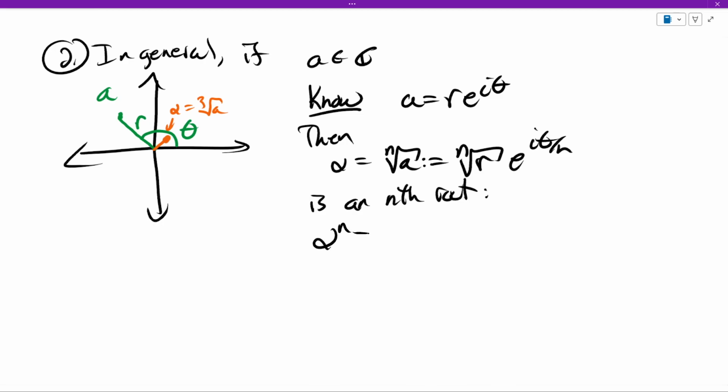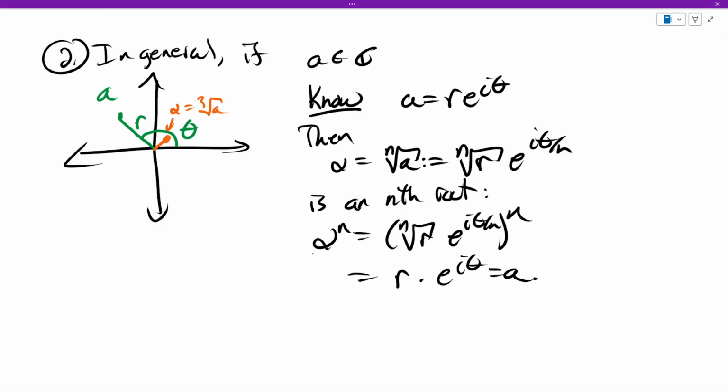Namely, alpha to the n is the nth root of r, e to the i theta over n, to the n. And this is the nth root of r to the n, which is r, and e to the i theta over n to the n. You multiply them, so you get e to the i theta, and that's a. So alpha to the nth power is a. So that's good. Great. So that's one root.